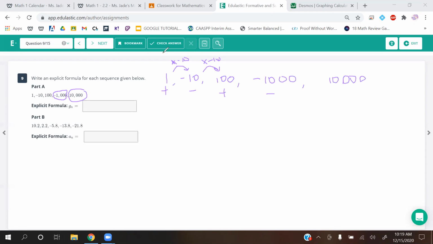Good job. When we write our explicit formula, let me show you the basics: g sub 1 times r to the power of n minus 1. So let's write it out. G sub 1 is the first term. Our first term is 1. So we have g sub n is equal to 1 times r. The r is what you multiply by every single time. So it's times negative 10, times negative 10. So our r is negative 10. And then we put this to the power of n minus 1. My computer doesn't want me to write neatly for you guys. I apologize. There we go. So this would be our explicit formula. Are there any questions on this one?